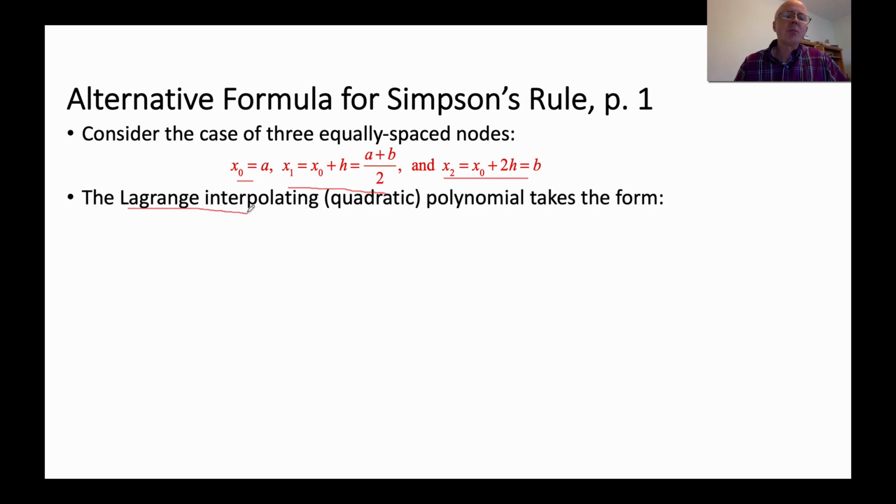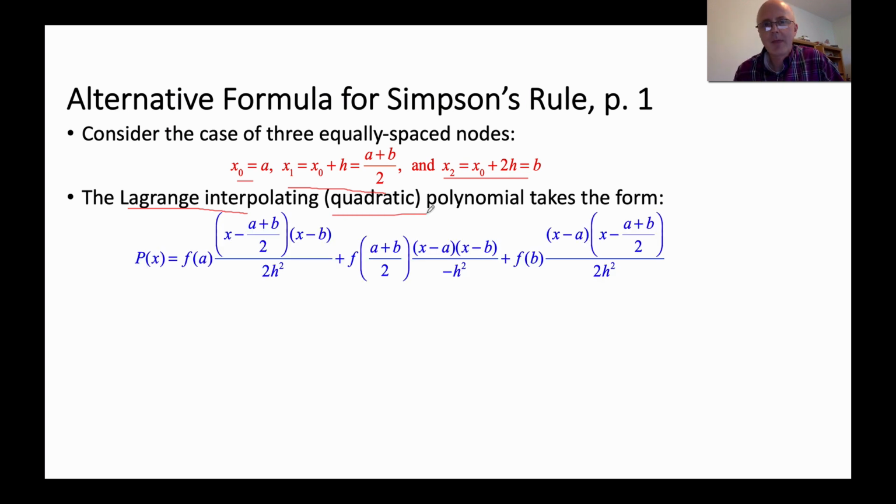The Lagrange interpolating quadratic polynomial takes the following form. My students have seen this before. If you're a calculus student, you probably haven't. Don't worry about this. This is just a special way of coming up with a quadratic function, a parabola graph that's going to go exactly through these three points at x0, x1, and x2, and the function values there, f of a, f of (a plus b)/2, and f of b that you see here, here, and here. But it will not necessarily match the function at other points, but will approximate it.